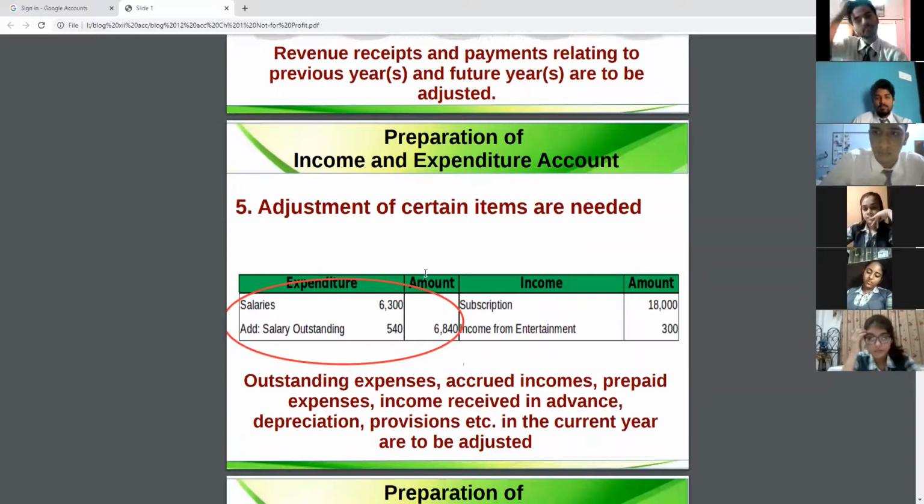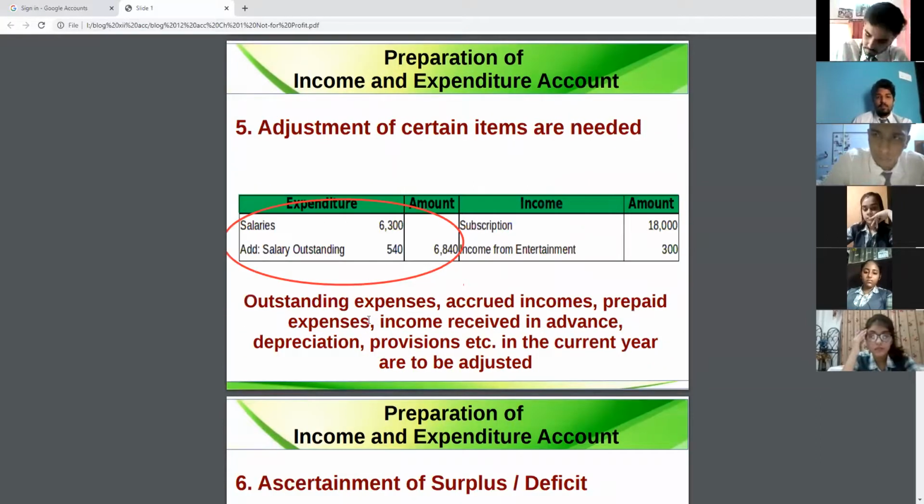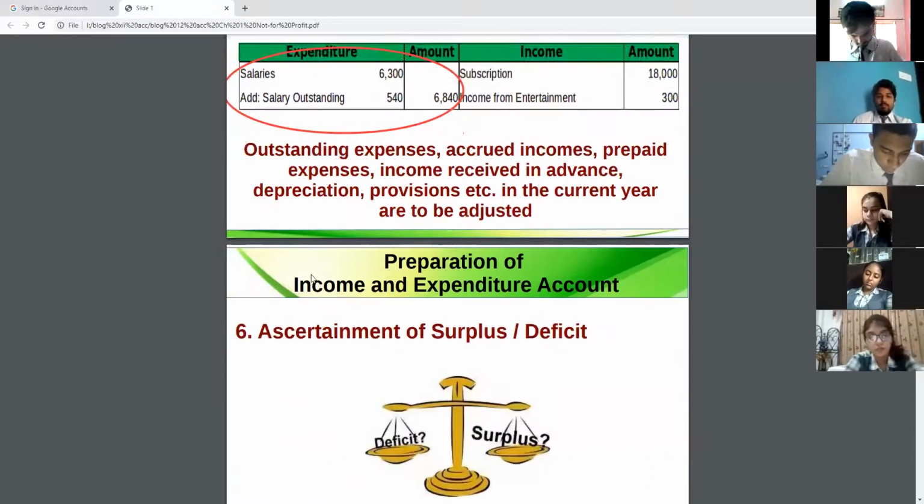Then, all items to be adjusted. As I taught you in class 11, outstanding, prepaid, all to be adjusted. So the next point, adjustments of certain items are to be made. Adjustment is required. Without adjustments, we cannot make income and expenditure account.